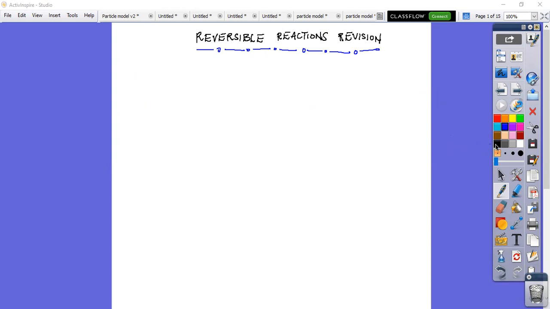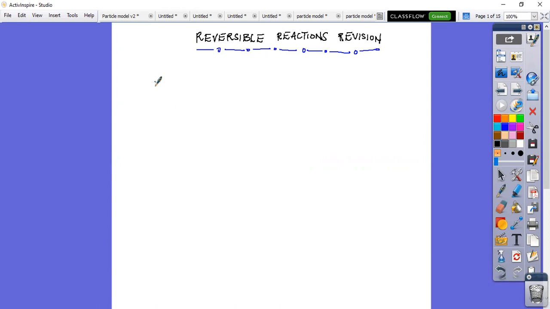Good. Okay. So we said we were going to revisit reversible reactions, didn't we? Good. Okay. So I'm going to firstly just give you some brief reminders of the main key points you're meant to remember, and then we're going to go straight into doing some exam questions to see how well you fare on those.